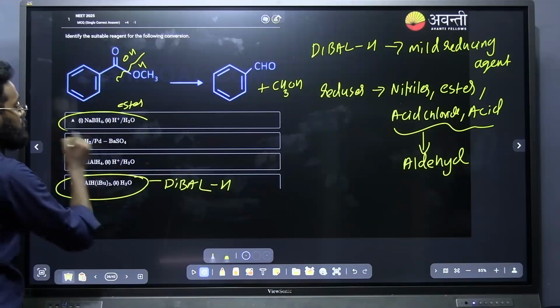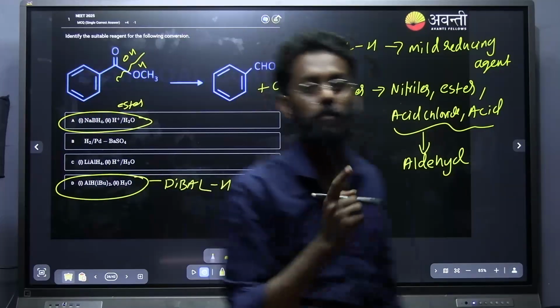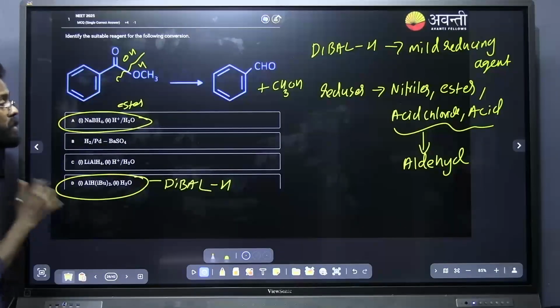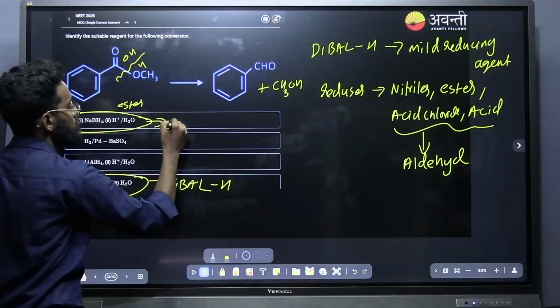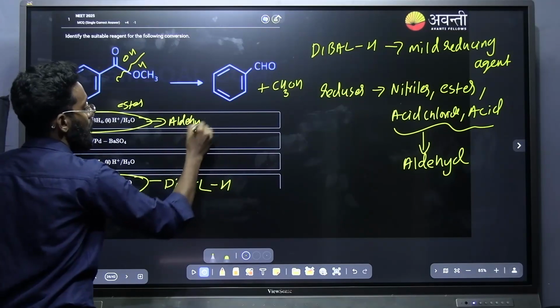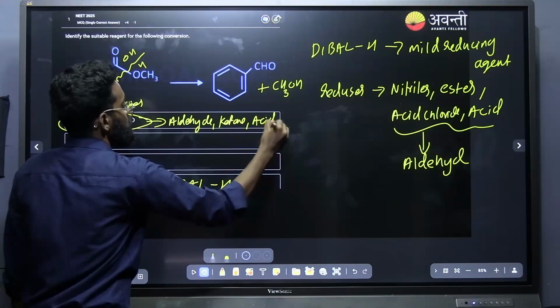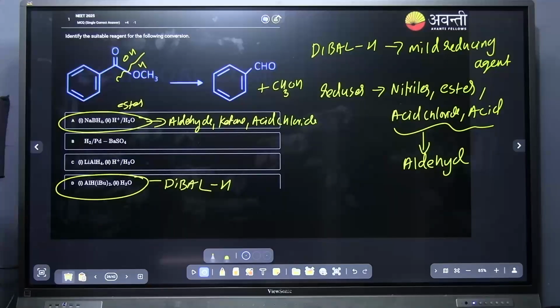Now what about this one, NaBH4, sodium borohydride, another important reducing agent. I have mentioned this in the mock paper discussion. NaBH4 reduces which compounds? Aldehydes, ketones and acid chloride. Aldehydes, ketones and acid chloride.